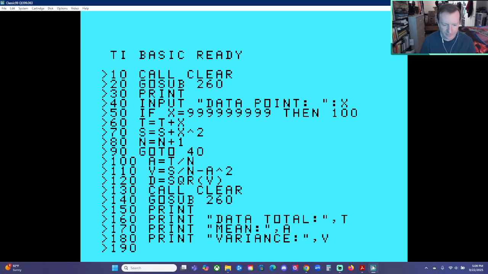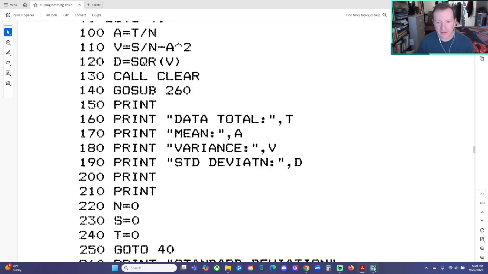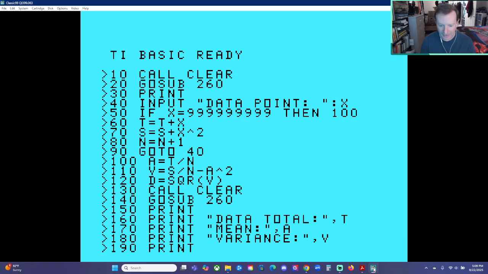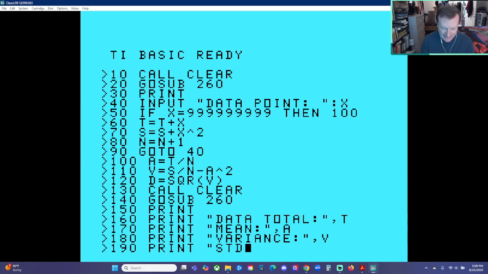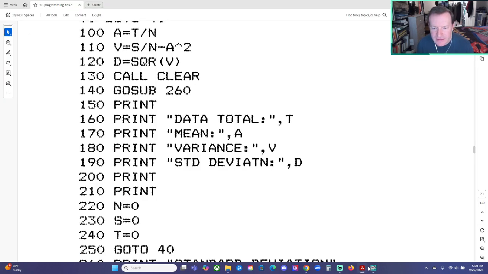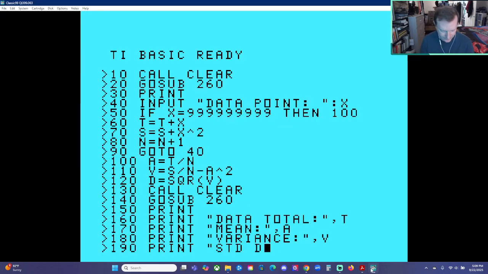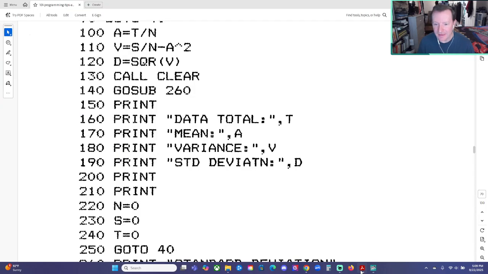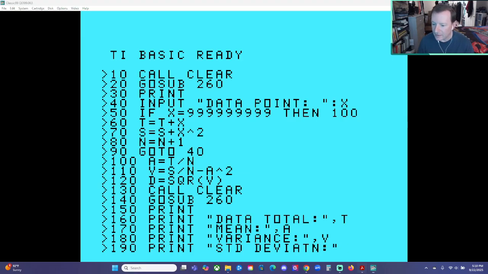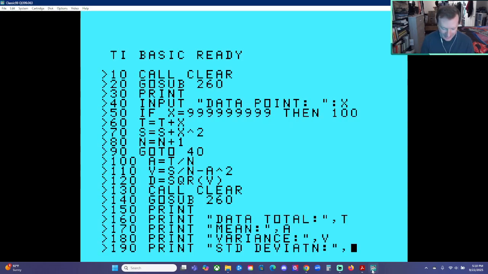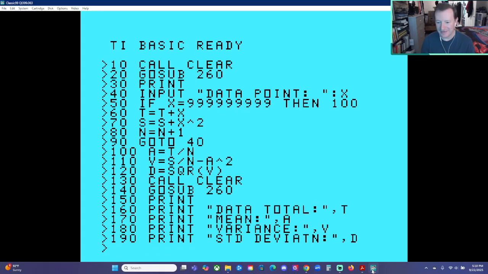190, print standard deviation. I don't know why we're abbreviating here, but let's go ahead and just do it as written. STD DVIAT. I don't know why there's an abbreviation there. It's so silly. Might as well just write the whole thing out, right? Maybe just in case you get a very large number and so it all fits on one line.